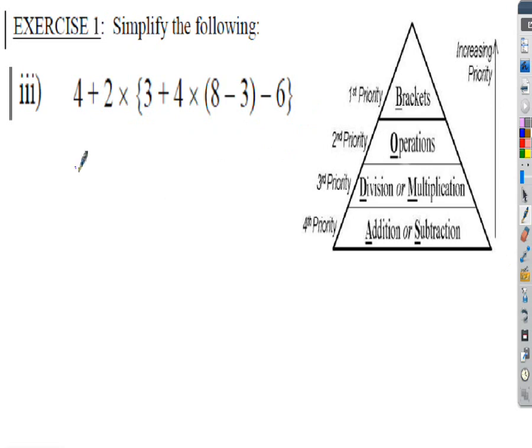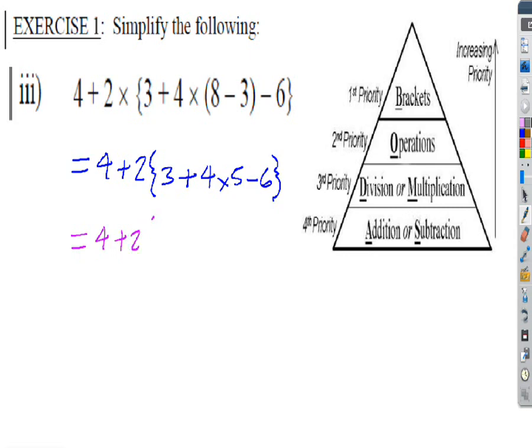So undertaking a calculation, we have 4 plus 2 multiplied by, curly bracket here, 3 plus 4, and the bracket there is 8 take away 3, so that's 4 multiplied by 5, and that's minus 6 inside my curly bracket. Considering BODMAS still within my curly brackets, the precedent lies here with the multiplication. So on my next line, I now have 4 plus 2 multiplied by 3 added to 20, and then minus 6.